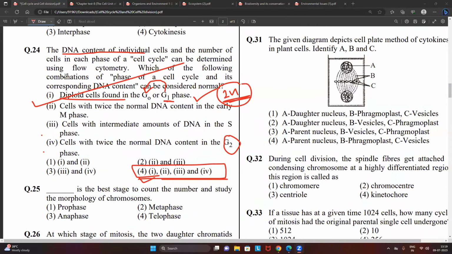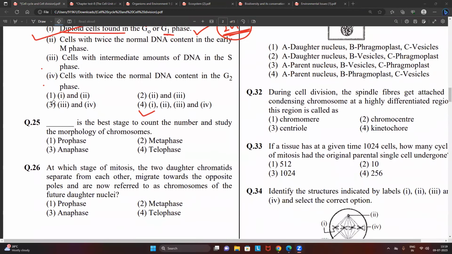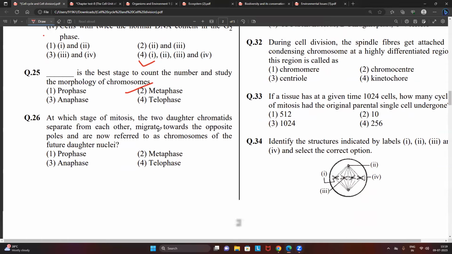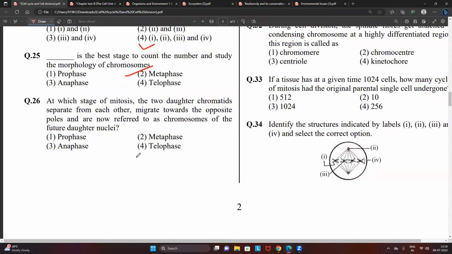Question number 24. Everyone, quick. No need to get confused with that. Slowly you have to choose it. Good. Okay. Question number 25. Dash is the best stage to count the number and study the morphology. We all commonly know, right? Which is the metaphase. Think, friends, slowly think it and answer.